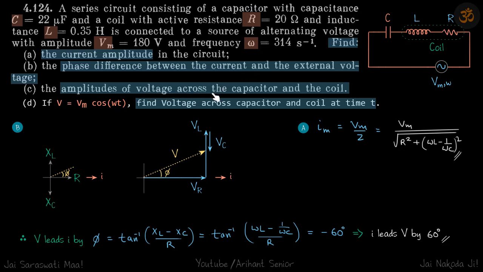Third part, amplitude of voltage across capacitor and the coil. So what we do is simply we take the maximum voltage which is given. So we take the fraction of that in the reactance. So Vm into reactance of capacitor upon total impedance will give voltage amplitude across capacitor. And across coil, we will again take the maximum voltage Vm and then we'll multiply it by the reactance of the coil divided by total impedance. So that will give the voltage amplitude across coil.